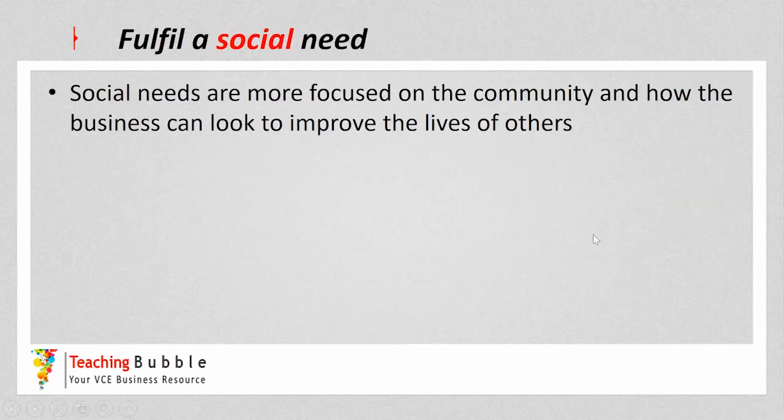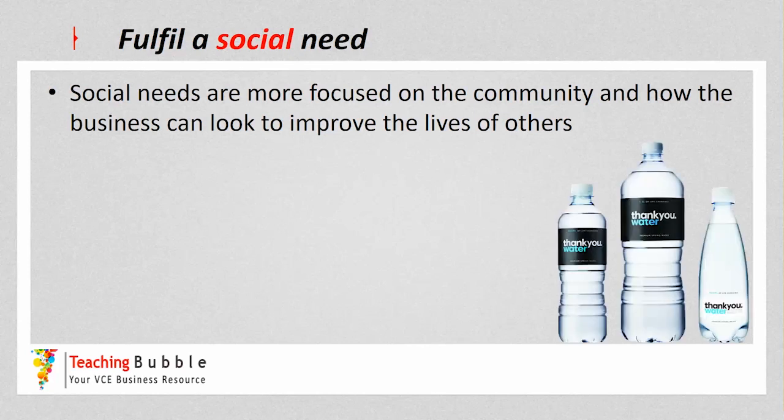Now, the next objective is similar to meeting a market need, but it's actually to meet a social need. A social need is more focused on the community and how the business can positively impact the lives of others. And this would be a really common objective for social enterprises. An example I've got here is Thank You Water. This is a social enterprise that sells water and other products to customers here in Australia, but 100% of its profits goes towards providing clean water and sanitation products to marginalised communities around the world.